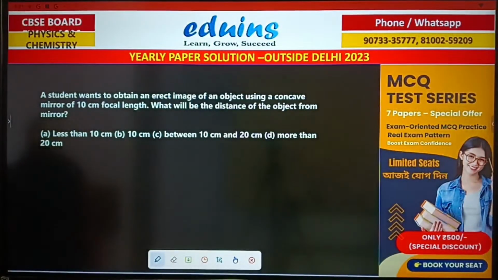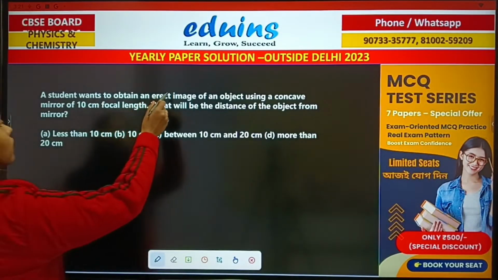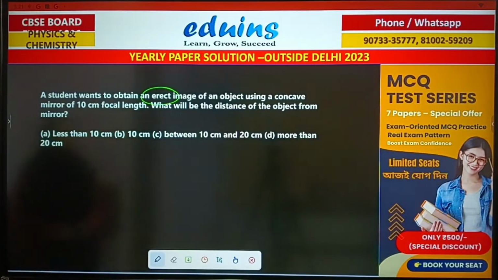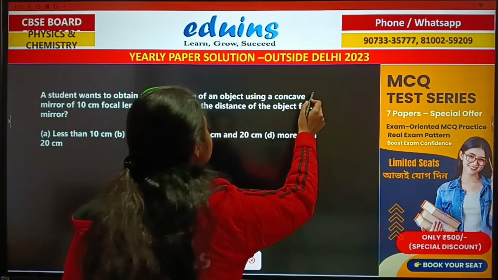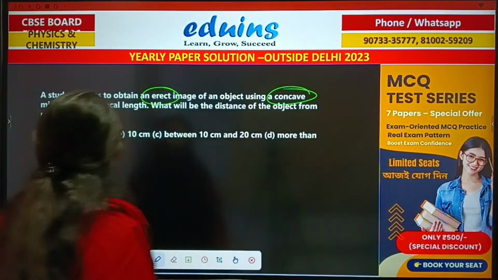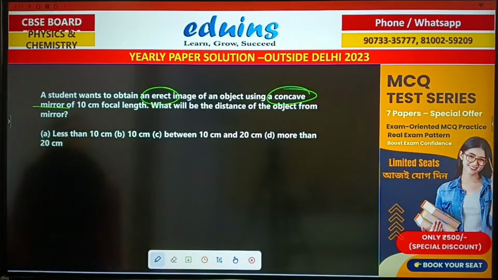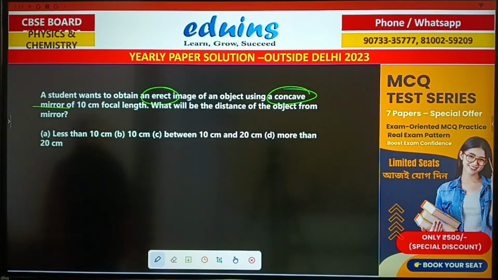A student wants to obtain an erect image of an object using a concave mirror. We have to focus on this term, erect image, and on this type of keywords, a concave mirror of 10 centimeter focal length. What will be the distance of the object from the mirror?